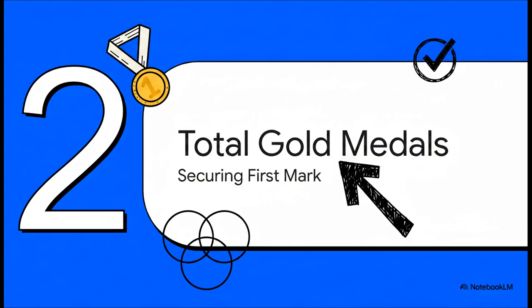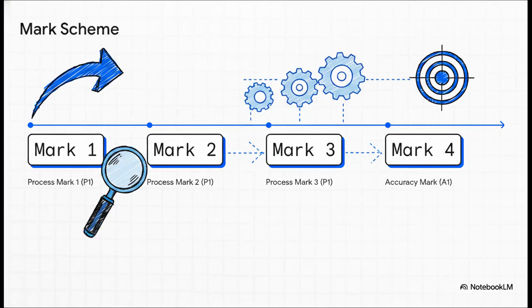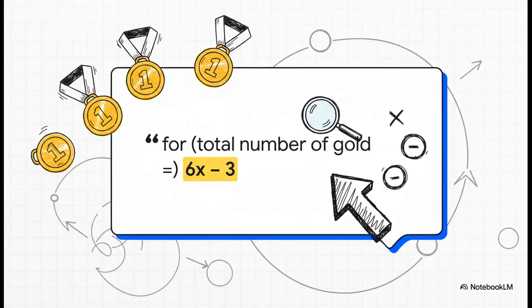Right, let's move on to section 2, finding the total gold medals. We've got a total of 4 marks up for grabs here. As you can see on our checklist, the path to a perfect score on this question involves 3 process marks, the P1s, and 1 final accuracy mark, the A1. We're kicking things off right at process mark 1. To secure that very first P1 mark, the exact wording from the mark scheme says we get it for total number of gold equals 6x minus 3. If you write down that expression, boom, you get the point.